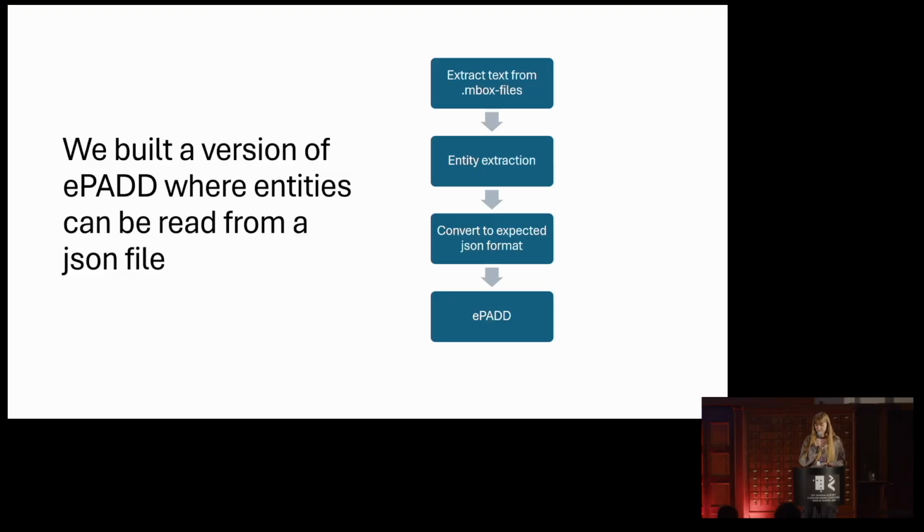This was easier said than done. ePADD is a monolithic software application, and it was too difficult to try to change which NER model is used within the program. So instead of building functionality for that, we built functionality for reading the entities from a file. But this meant that we have to separately, outside of ePADD, extract the text content from the mbox files, run the entity extraction pipeline we want to use, and then convert the output of the model to a JSON format that our version of ePADD wants to read, and then load them in.